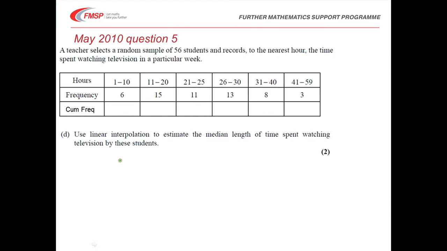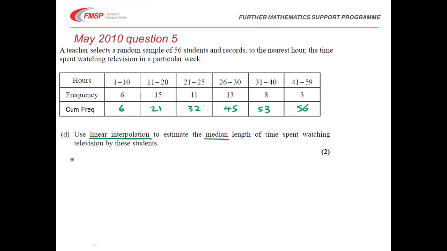Now part D is asking us to use linear interpolation to estimate medians. Now whenever you're dealing with medians, the most important thing is your cumulative frequencies. So that's going to be 6, 21, 32, 45, 53 and 56. I'm adding in my frequencies as we go along. And then again, there are some issues.